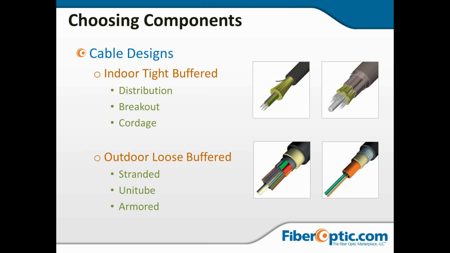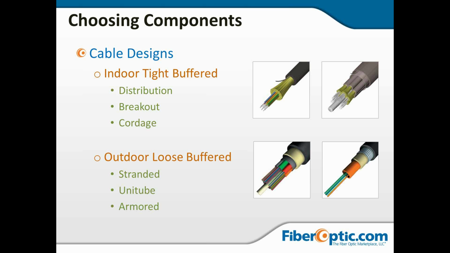Now I'm going to jump to the bottom of that and talk about cordage. Now cords are just one individual tight buffered fiber with aramid yarn and a jacket. And the reason I jump to the bottom is when we talk about breakout cable, which is the picture on the upper right-hand side, if that looks like a bunch of individual patch cords all bundled together with a strength member and an outer jacket, you would be correct.